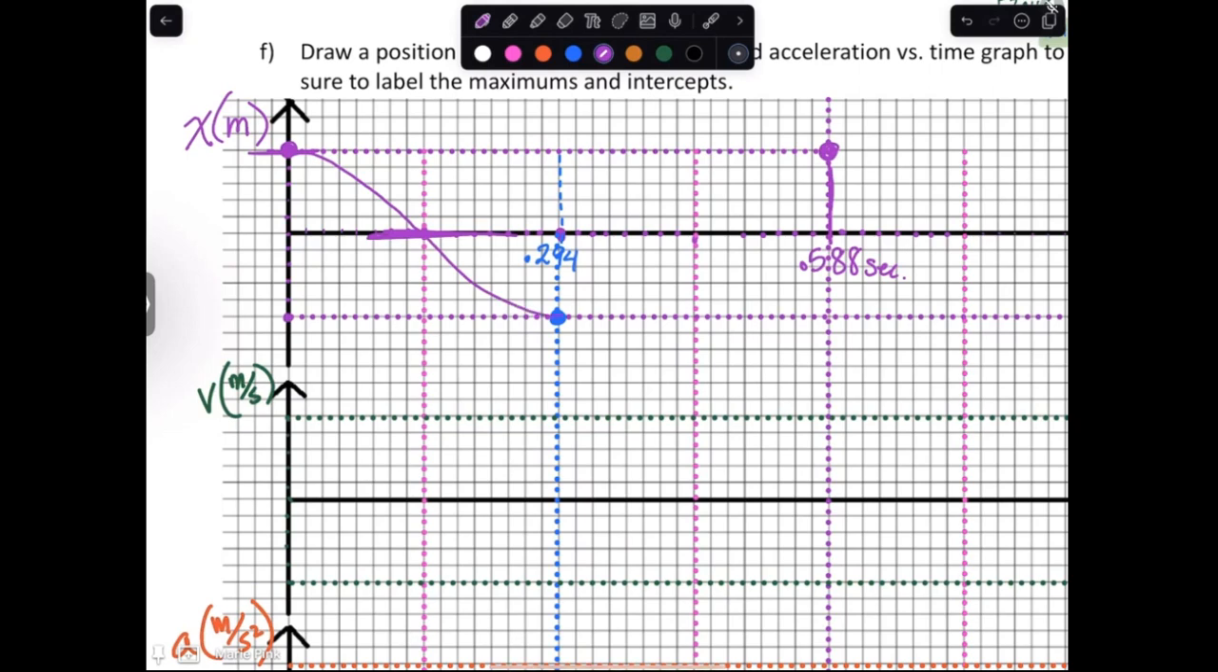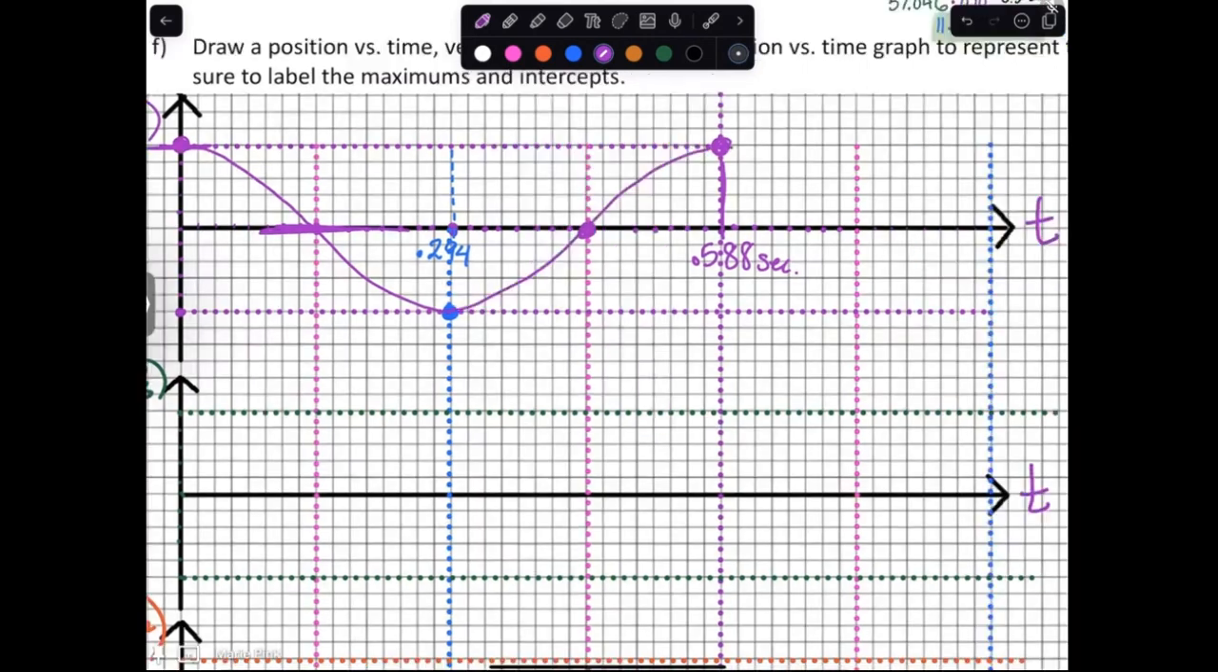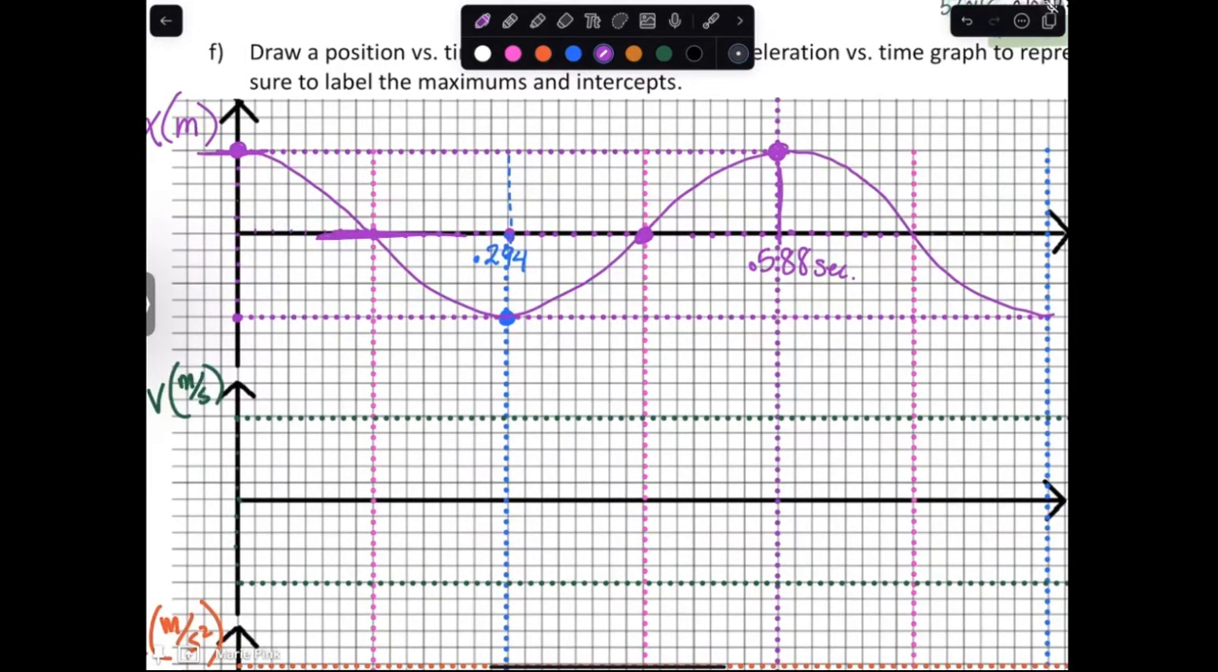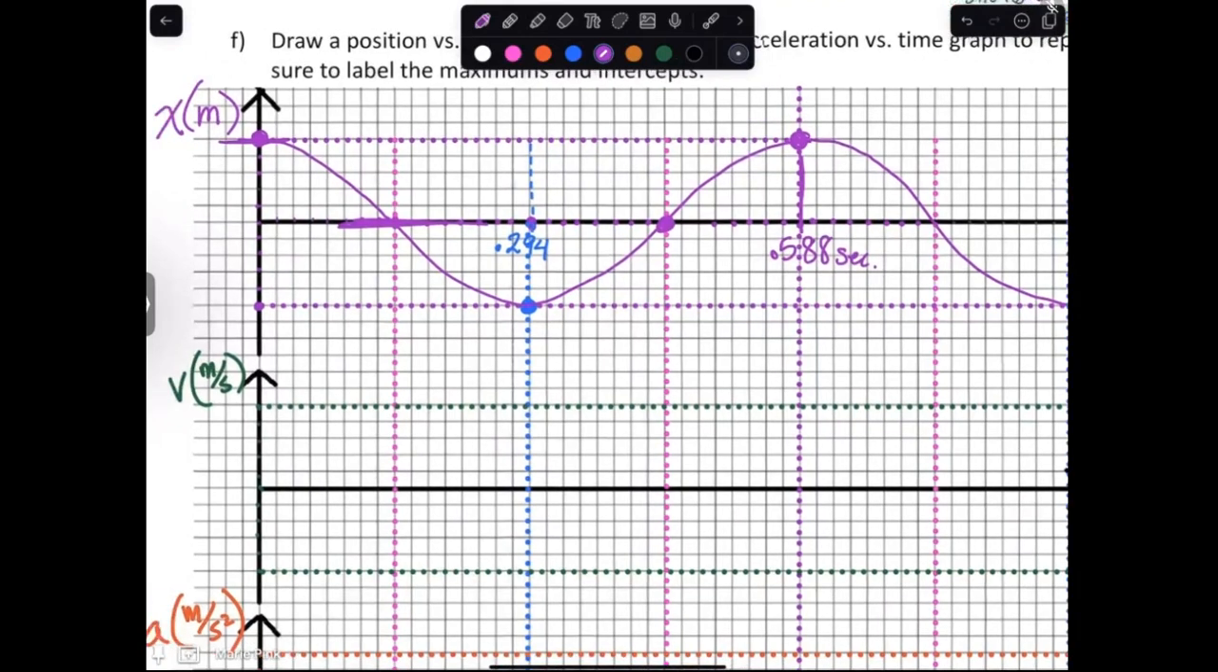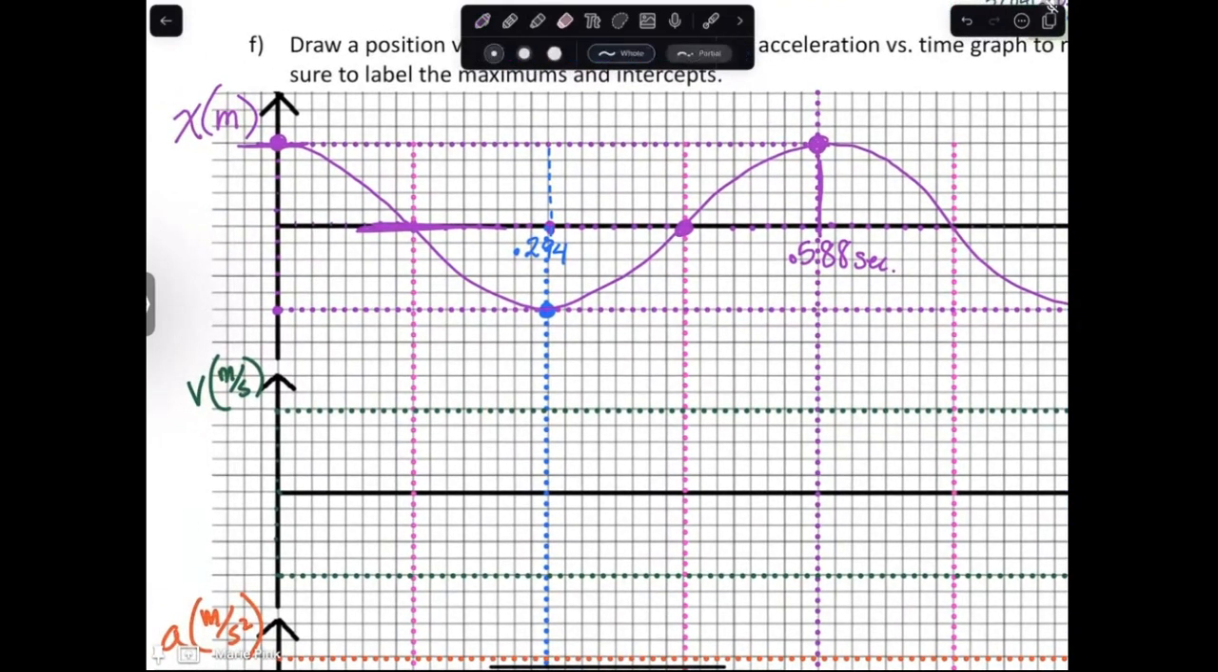And so I'm going to just make sure that I'm hitting those spots, that it's evening out at the middle and then curving back. It doesn't have to be beautiful. And then again, at another half again, it's going to be back. There we go. Okay. So now we have our position versus time graph. And we need to make sure that we have our maximum position labeled.